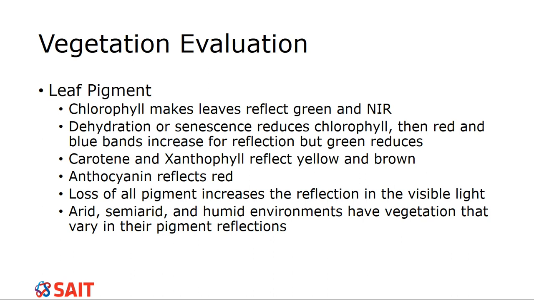So if that increases, then we end up with more reddish colored leaves. So these are the colors that the trees and the leaves turn in the fall, and it's based on these particular properties within the leaf itself. If we lose all pigment, any of the pigment that's within the leaf, it actually increases the reflection in the visible light. So it's starting to even out, right? Where it would almost look like a soil line at that point.